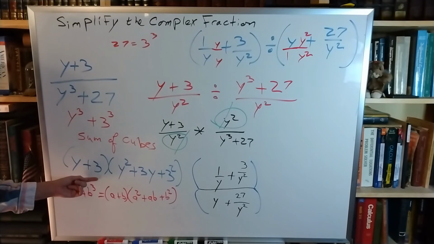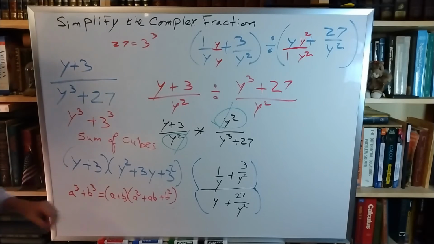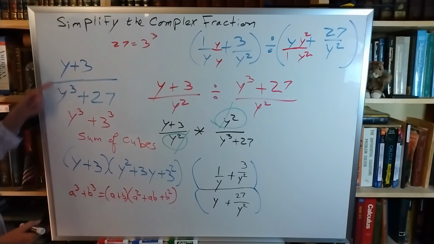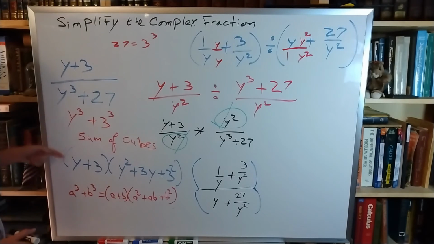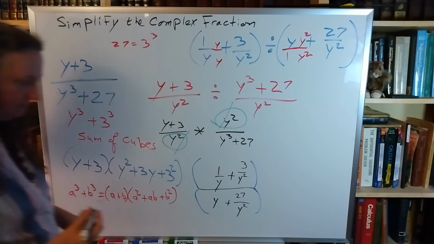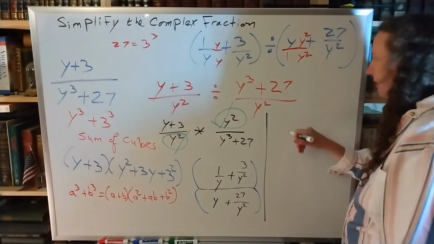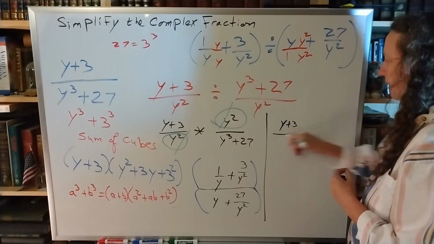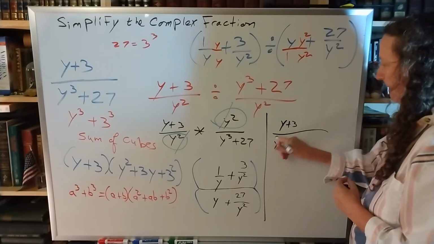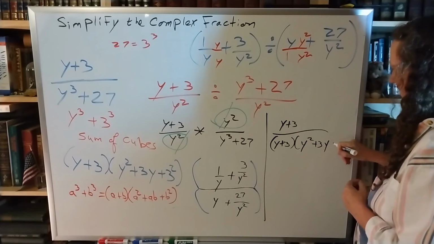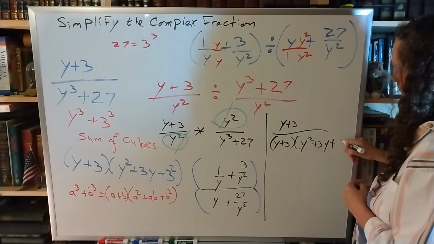So now I have to use this to reduce that. I'm just going to work with it up here. So I see the y plus 3 on the bottom. I see the y plus 3 on the top. They are going to cancel each other out. Okay, maybe I will write it out so you can see what I'm talking about. I have y plus 3 over y plus 3 times y squared plus 3y plus 3 squared, which is 9.